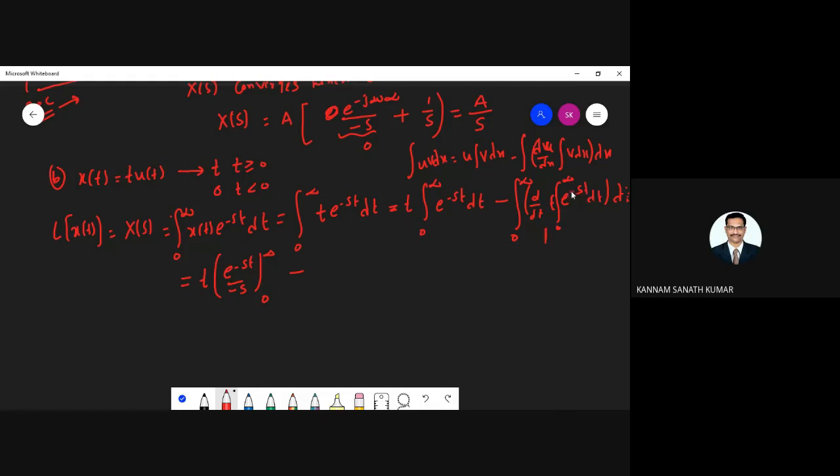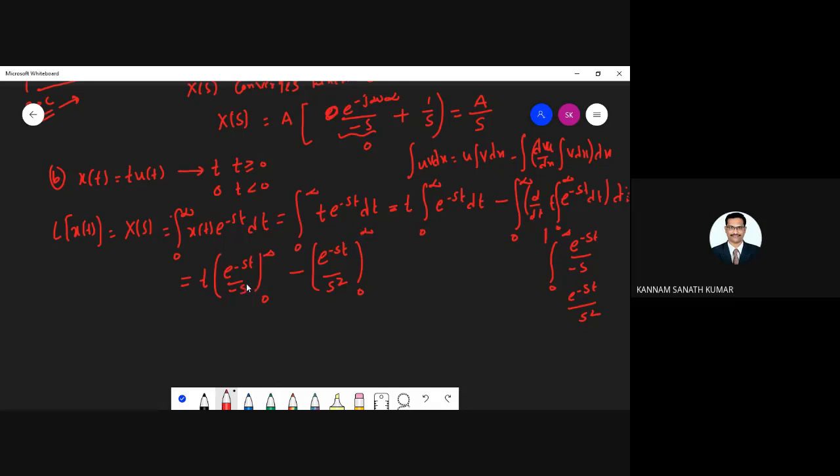Again you have to apply the integration of e power minus st. So that means e power minus st by s square you will get. Is it okay? Two times you have to apply the integration. The first integration gives e power minus st by minus s, from 0 to infinity. Again if you apply the integration, e power minus st by minus s into minus s, that means you are getting s square, from 0 to infinity.